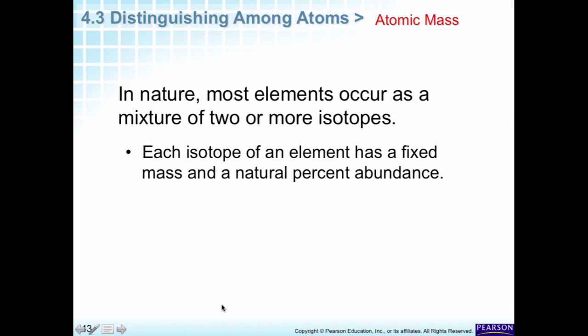Okay, in nature there are very, very few elements that do not have an isotope. They usually have at least one other isotope besides the main isotope. Some have 3 or 4 or more. Okay, but each element has a fixed mass and a natural percent abundance. So I'm sorry, each isotope. Every isotope has its own mass because it has a different number of neutrons, and it occurs in the same percentage all the time.